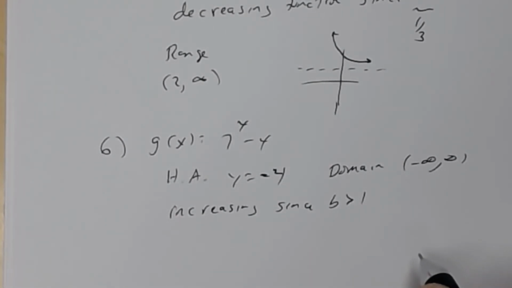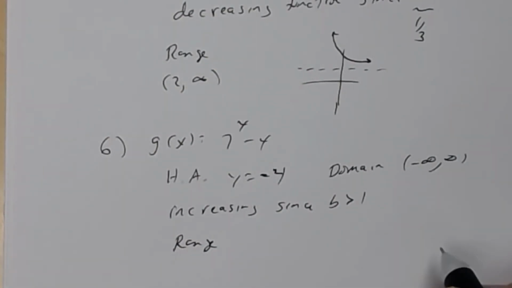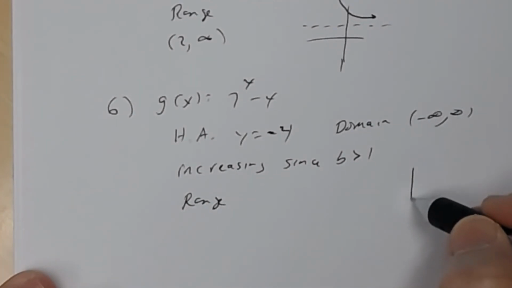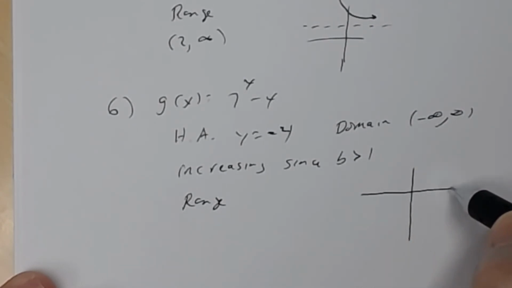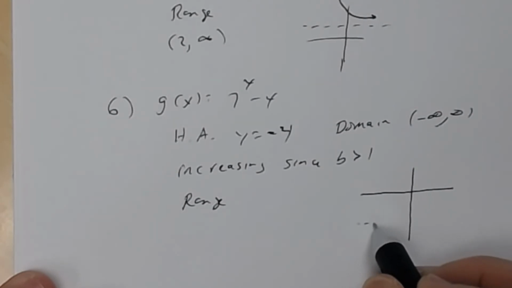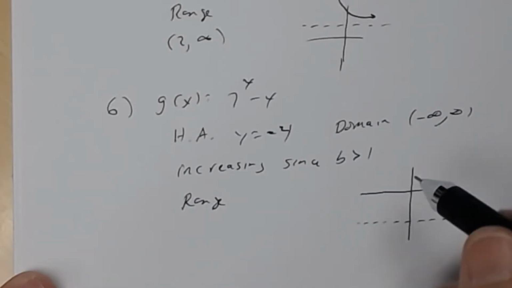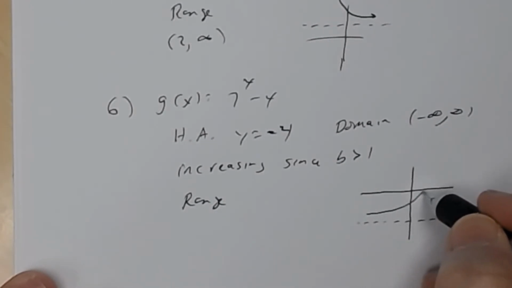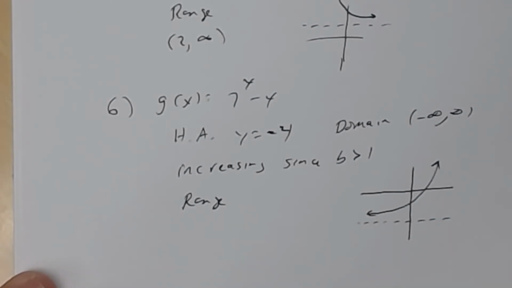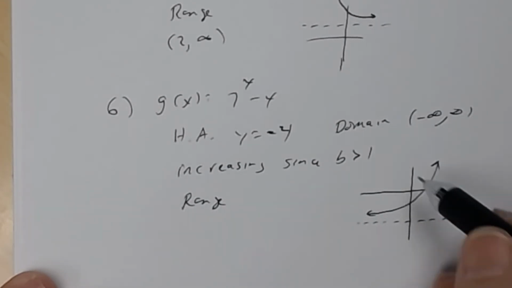You could tell me the range. Okay, tell me the range. So we know that to determine range, if you need to, just quickly sketch something that looks like this. So here's my horizontal asymptote, y equals -4. The graph's going to be above it. You know it's increasing, so it's going to do something like this, right? So it'll be from this horizontal asymptote, which has a y value of -4, all the way to infinity.